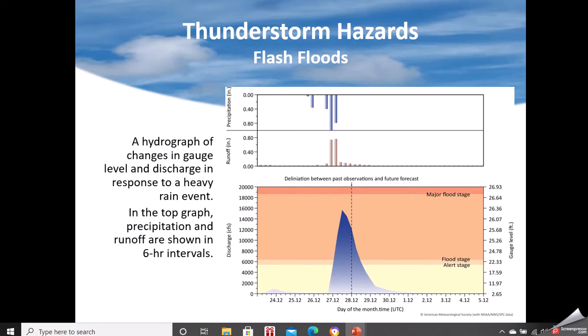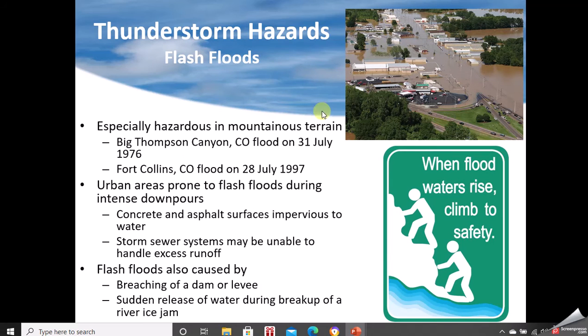Another issue, think about it, thunderstorms pull in lots of moisture. If they keep reforming over the same area, because they're so high and there's so much precipitation occurring, they're going to cause flash flooding. And that's what can happen, and did happen in some cases. One of the things about flash flooding, it talks about the Big Thompson Canyon flood. I actually lost a friend in that flood.